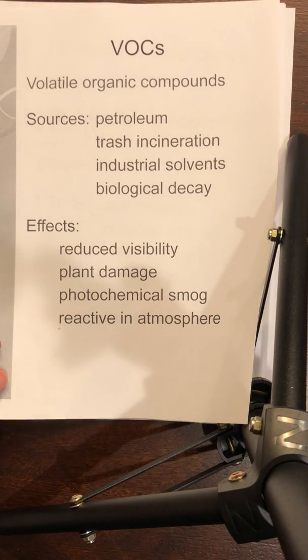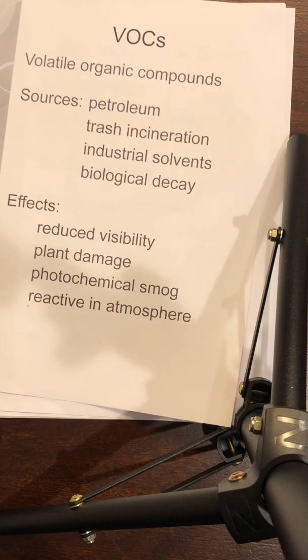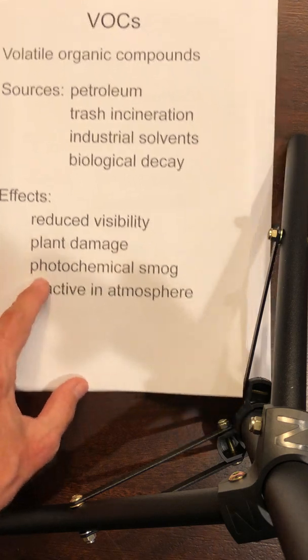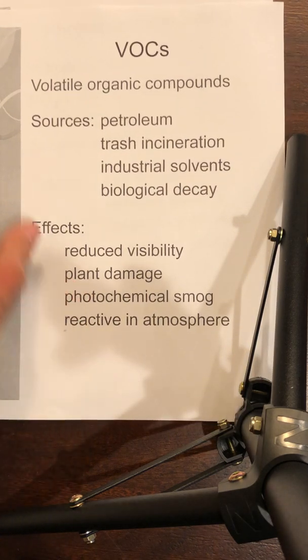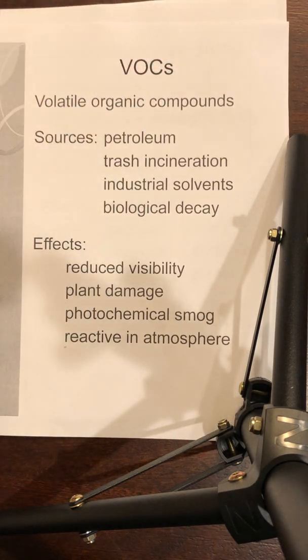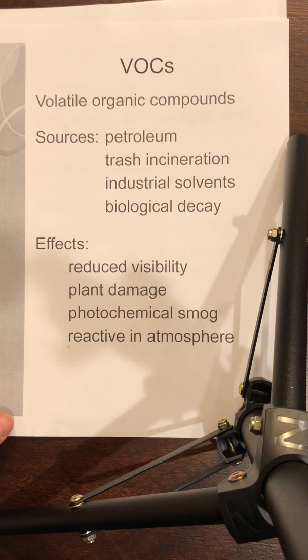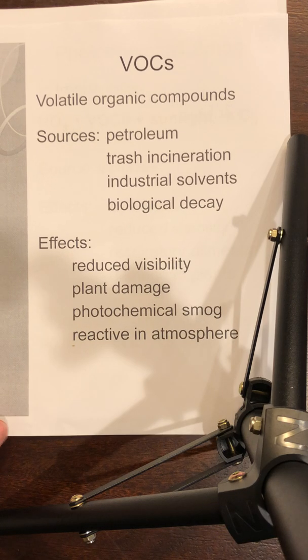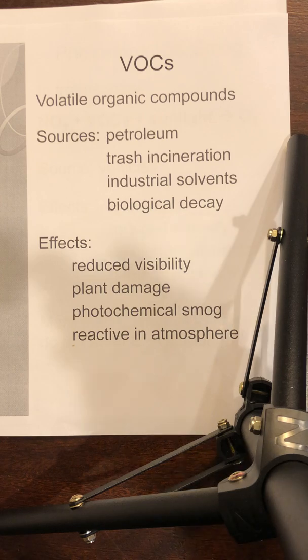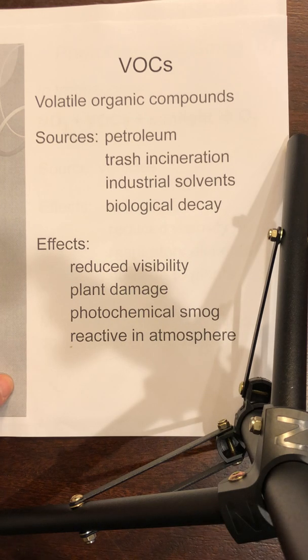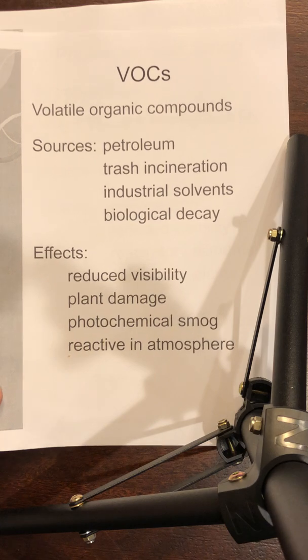Okay. Volatile organic compounds are those that are easily converted from a liquid form to a gas form. Main sources are petroleum, trash incineration, industrial solvents, and some biological decay. These cause reduced visibility, they damage plants, and as we'll talk about in a minute, they make photochemical smog.